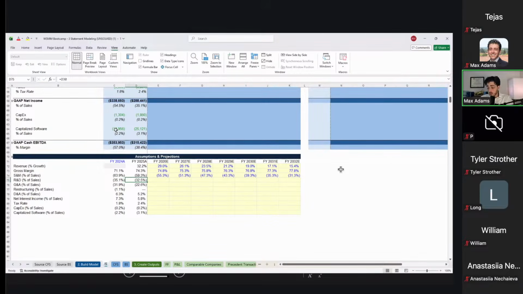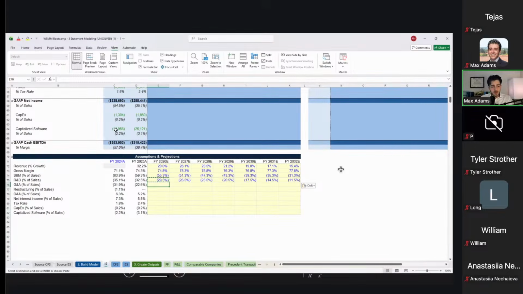Now, what about the R&D? Well, the R&D is improving as well. So we went from 35% of sales in 2024 to 32% in 2025. And so I'm just going to take this and add maybe another 3% per year. And so it's just going to slowly come down as a percentage of sales. And what we're going to see is profitability is just going to continue to increase a little bit.